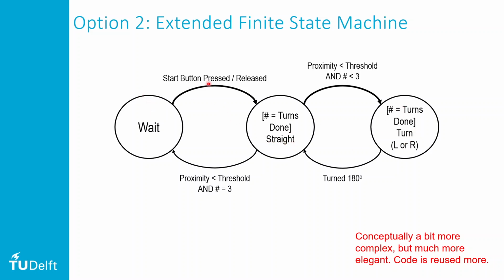Anyway, so we transition to the straight state, and the state knows how many times we have turned, and at the moment, that number is 0.